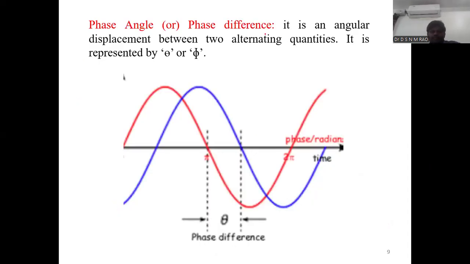The phase angle or phase difference is the angular displacement between two alternating quantities. It is represented by the Greek letter theta or phi. This is the phase difference, the phase angle between the two signals. These two signals are out of phase. They do not reach their maximum and minimum values simultaneously, so these waveforms are said to be out of phase.